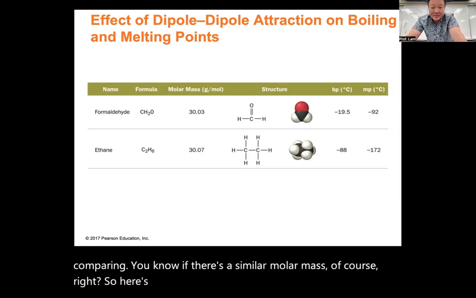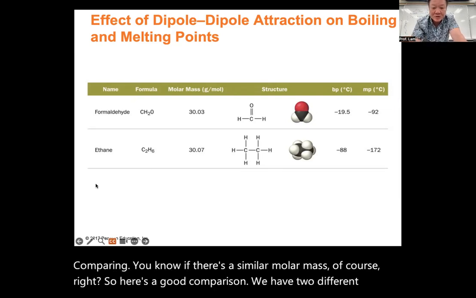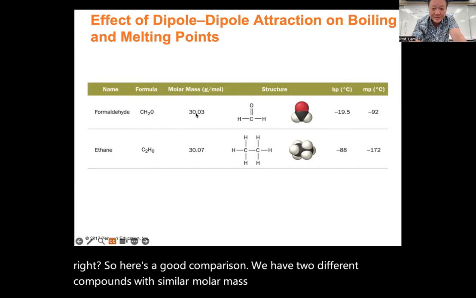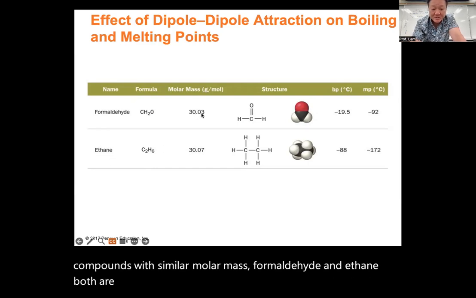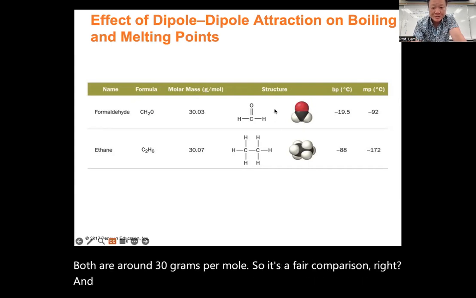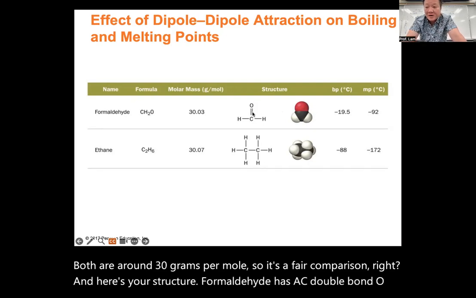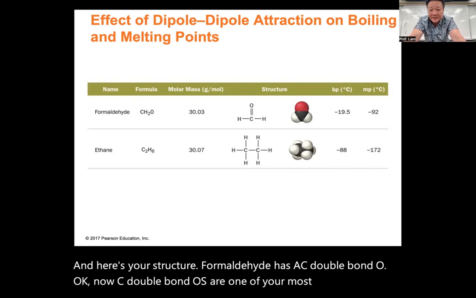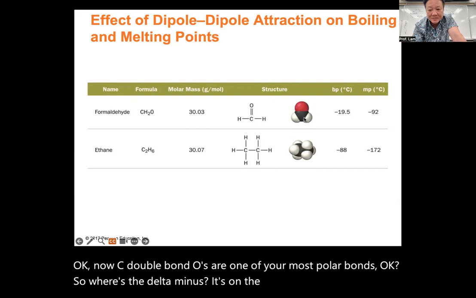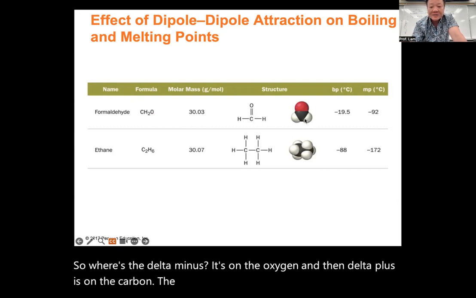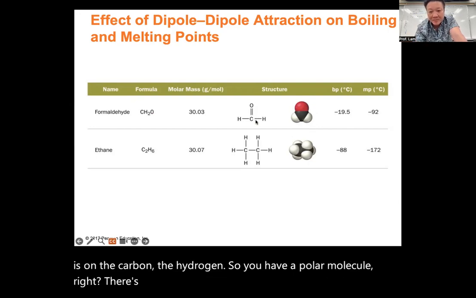So here's a good comparison. We have two different compounds with similar molar mass, formaldehyde and ethane. Both are around 30 grams per mole, so it's a fair comparison, right? And here's your structure. Formaldehyde has a C double bond O, okay? Now, C double bond O's are one of your most polar bonds. So where's the delta minus? It's on the oxygen, and then delta plus is on the carbon and hydrogen. So you have a polar molecule, right? Draw the bond polarity arrow. It's going to face up, okay?